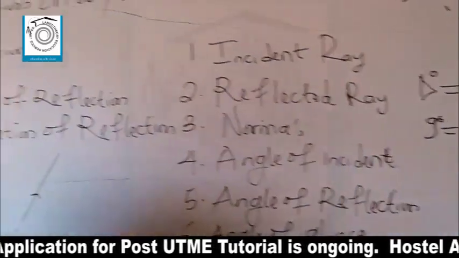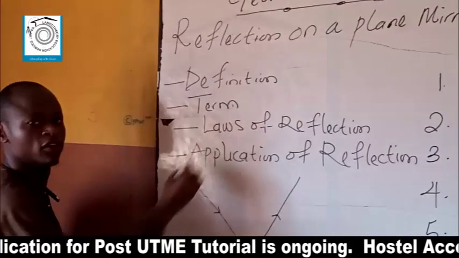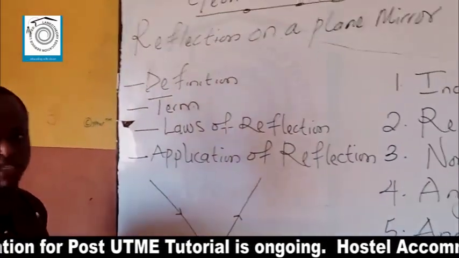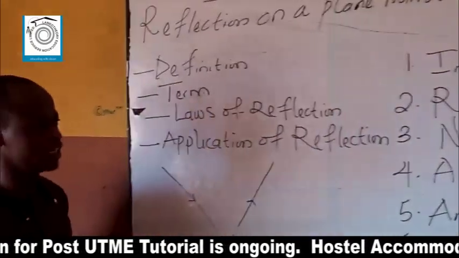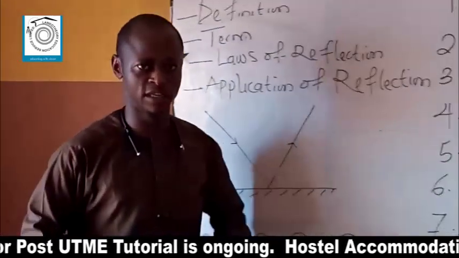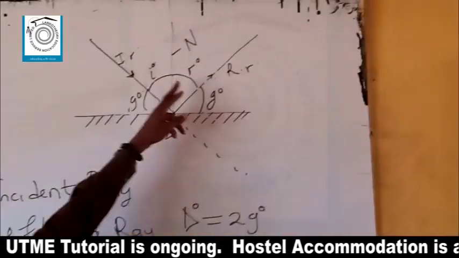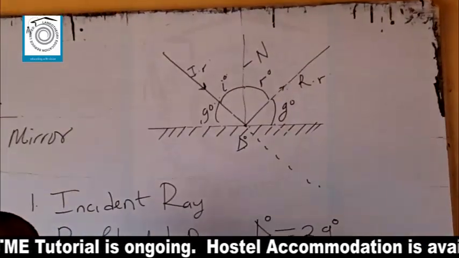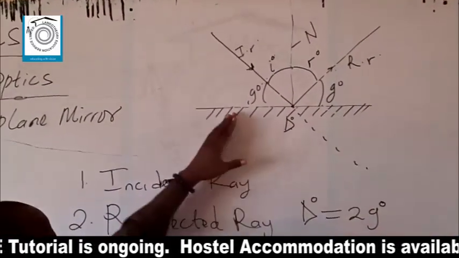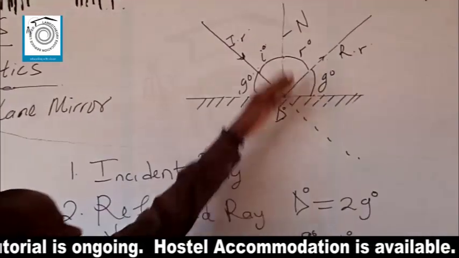And the next term is what? Laws of reflection. There are 2 basic laws of reflection. One, you have the first law of reflection. The first law of reflection states that the incident ray, the reflected ray, and the normal all lie on the same plane surface. If there is no incident ray, you don't have a reflected ray.